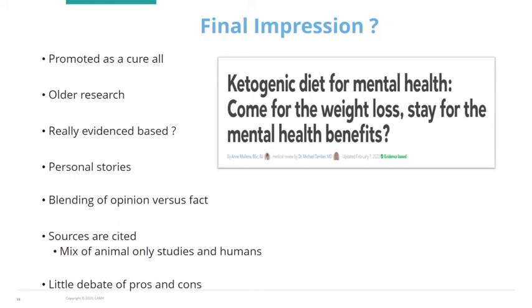And while there were sources cited, if you go in and look at the references, it's a big mix of animal-only studies, but a ketogenic diet for a hamster is going to be very different than a ketogenic diet for a human. And again, as mentioned, a little debate of those pros and cons. So the purpose was really simply to promote this diet as a cure-all.